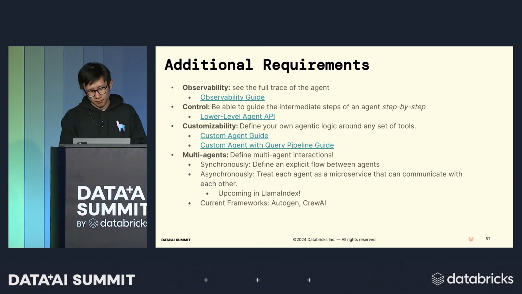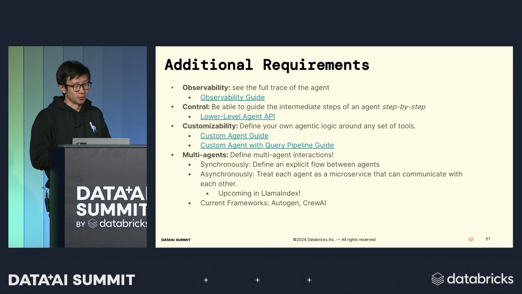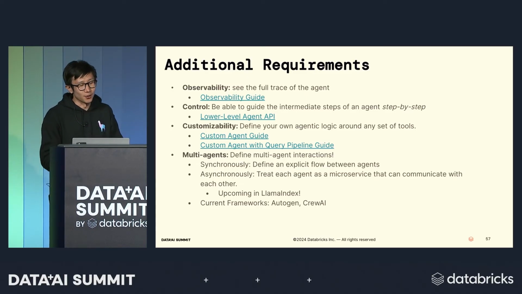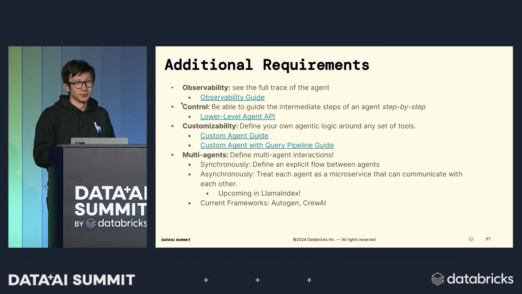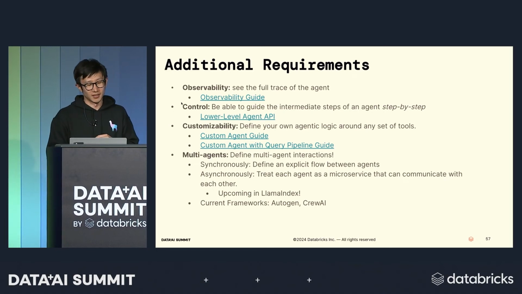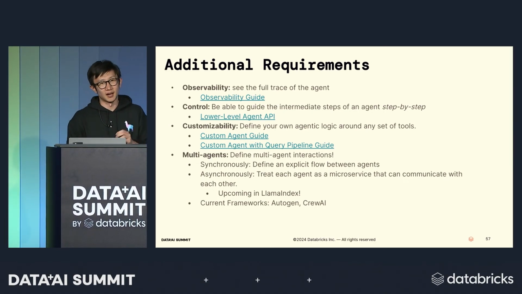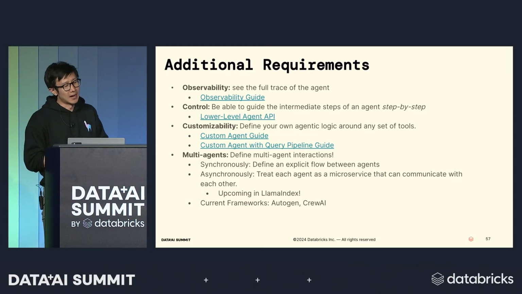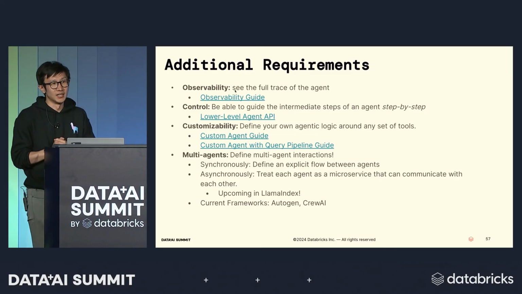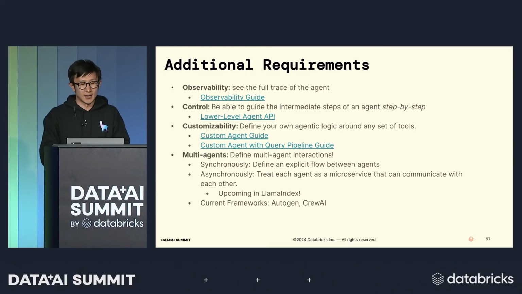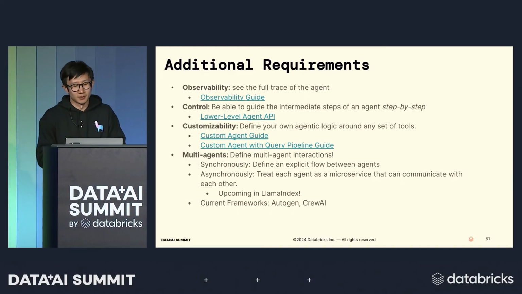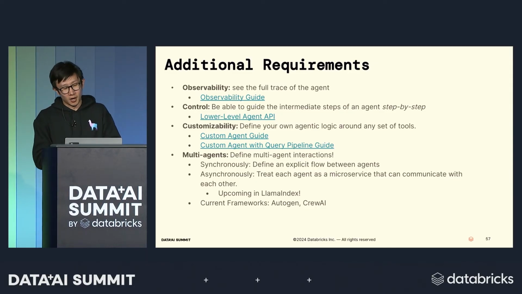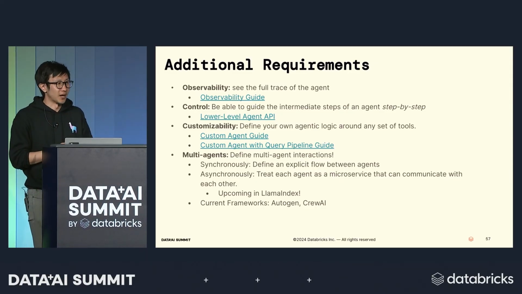And of course, there are some additional things that you probably want to do these days. Obviously you want observability, you want to see the traces, and maybe some lower level control, the ability to go forward and backwards in time, and to customize your agentic logic. There's a lot of talk about multi-agent systems these days, right? To be honest, we're still developing something a little bit more fleshed out in LlamaIndex, but at the same time, there are a lot of great frameworks like AutoGen, CrewAI, and others like LangGraph as well.